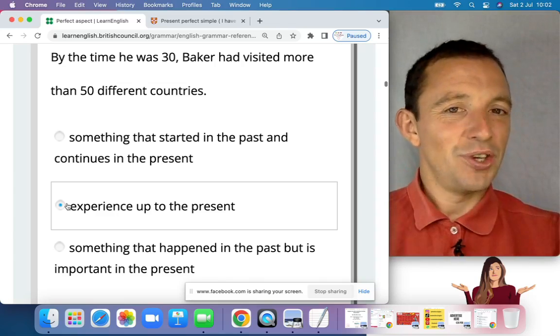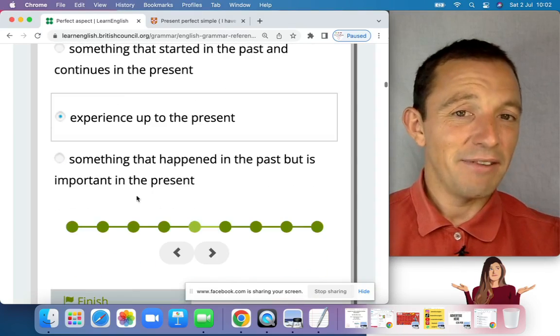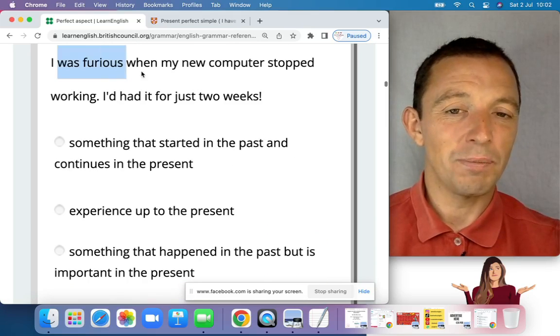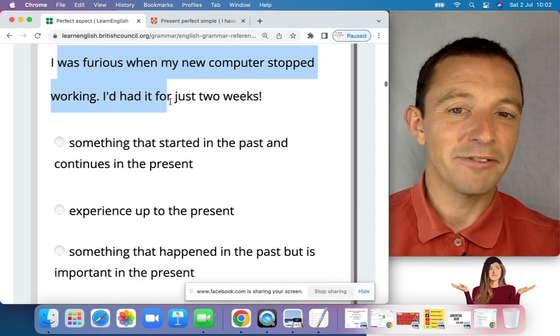Let's select option 2, but I'm not sure. I have a feeling I have a lot of mistakes in this one. And I was furious when my new computer stopped working. I had it for 2 weeks.